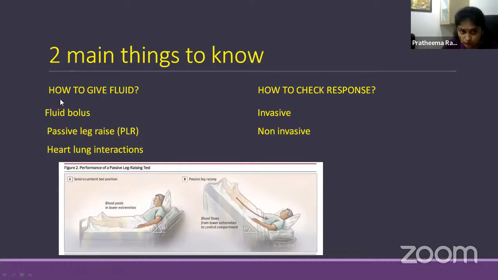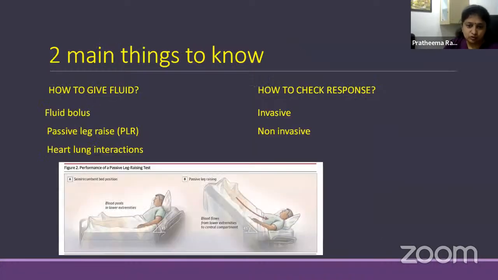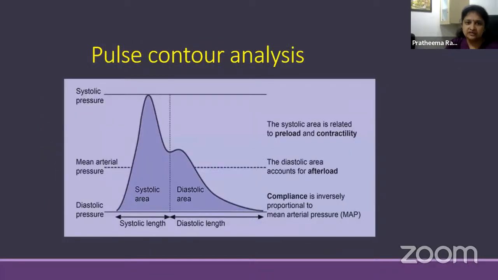Okay, we can give fluid, we can work on it, but how to check the response? That is where we need the hemodynamic monitoring, invasive and non-invasive. So we are standing at the bedside. How do we know what is the response? There is something called pulse contour analysis. This is one pulse which is seen in the arterial waveform. I'm not talking about the invasive. I just want to go into the basics and tell you the principle of what we are thinking and from where we are calculating the hemodynamic monitoring values, interpreting values.